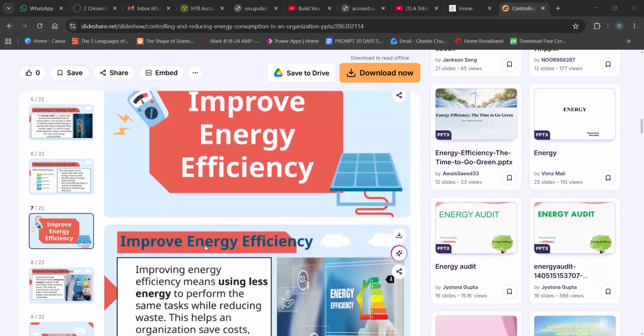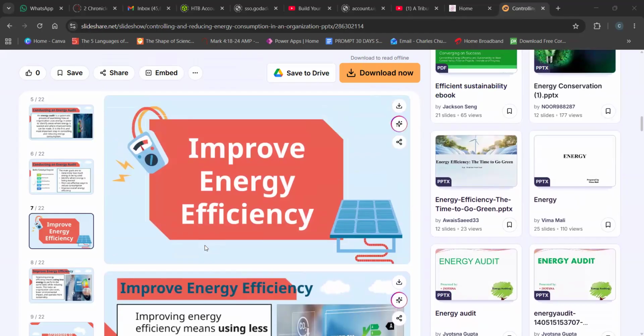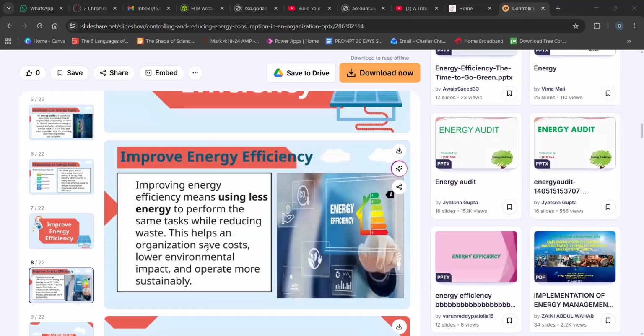All right. So let's talk about efficiency. What exactly is efficiency? Improving energy efficiency means using less energy to perform the same tasks while reducing waste. So what are the advantages? You can save costs and you lower the impact on the environment. And of course, you can operate more sustainably for a longer period. Do you understand the concept of energy efficiency?